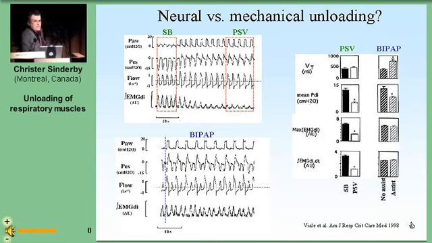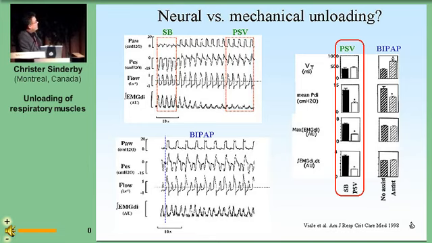Viale showed very nicely in a paper that hasn't got too much attention, but I find it intriguing. He looked at spontaneous breathing, and then he put patients on pressure support ventilation. He waited 10 breaths, and then he looked at 5 breaths. The results are shown in this left column here. You can see spontaneous breathing. The tidal volume doesn't change. The PDI goes down when you apply pressure support. The EMG goes down, and also the total EMG goes down. So here we have a reduction in pressure generation and a reduction in diaphragm activation.